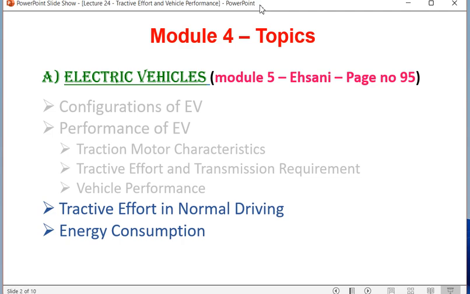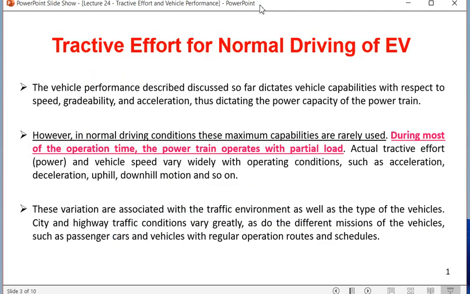In this lecture, the third lecture in module 4 or 24th lecture overall, we are going to see 2 topics mainly for electric vehicle. One is tractive effort in normal driving, another is energy consumption. So energy efficiency and all those parameters also will come inside this. The topic is taken from Ehsani. In the textbook, since page number 95 in the book of Ehsani, all these topics can be found.